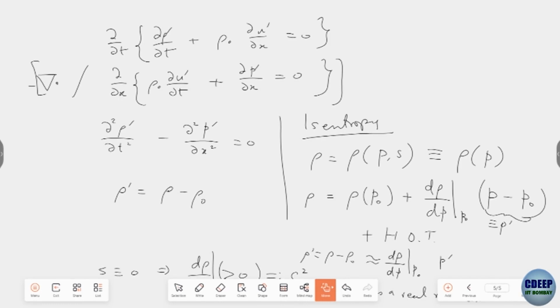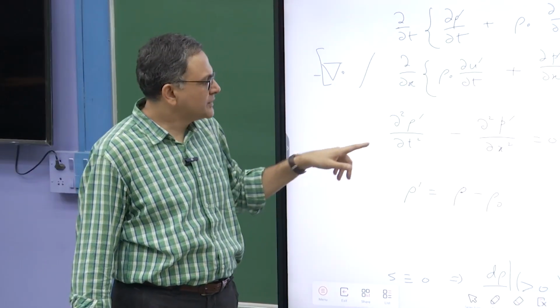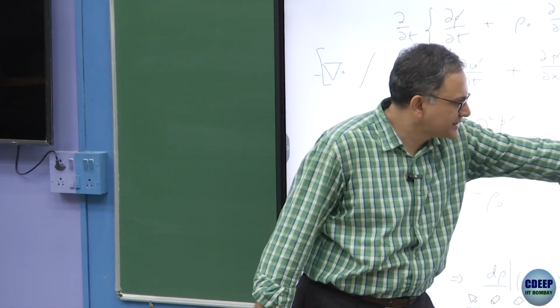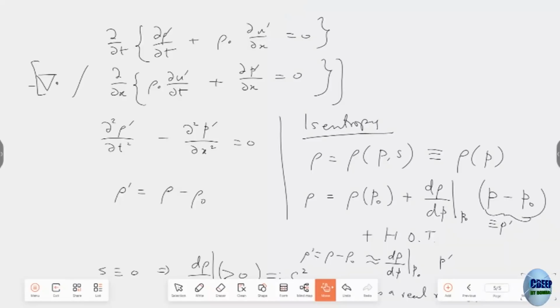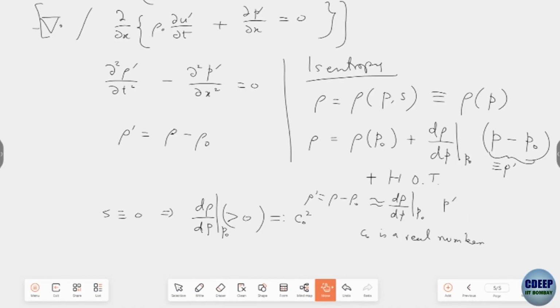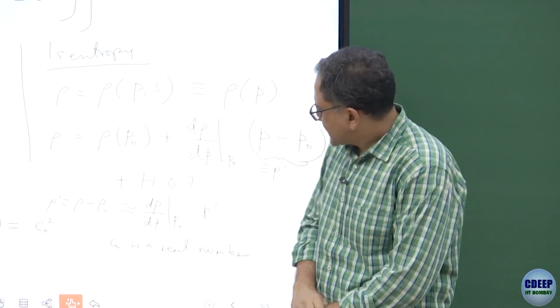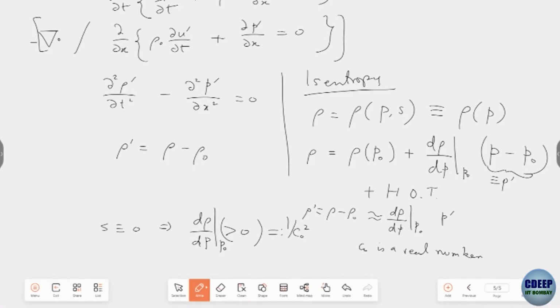Now we have a single equation, but there are two unknowns, density and pressure, so we want to get rid of one of them. For isentropic flows, any thermodynamic variable is just a function of one other. In this case, density is a function of pressure. This is where we bring in the physics, that this quantity is positive. We'll show definitively that it is positive. So with this definition, density fluctuation is some quantity times p prime. I'll call it 1 by c naught square.